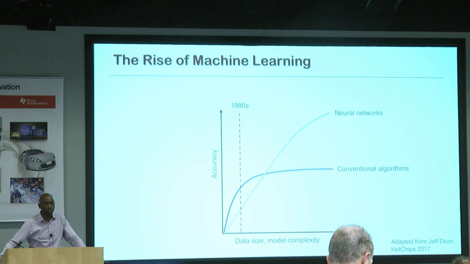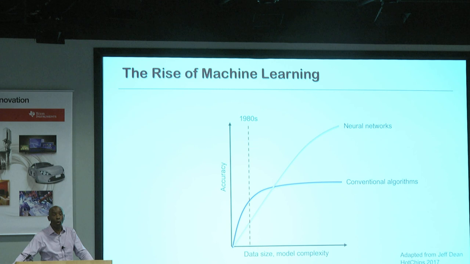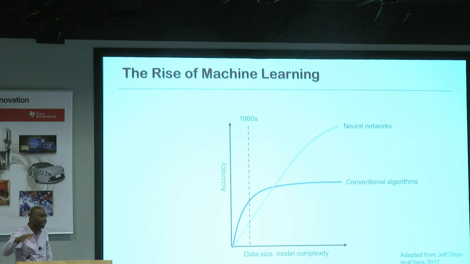The whole idea of machine learning, and in particular deep neural networks, has been around for a long time, 50 years or more. In fact, training these networks using backpropagation was rediscovered in the 1980s. What has made it so prevalent today is that the data sizes have been getting bigger and the model complexities have been increasing, and we're at the point where these neural networks are surpassing conventional algorithms and reaching human-level accuracy on a number of tasks.